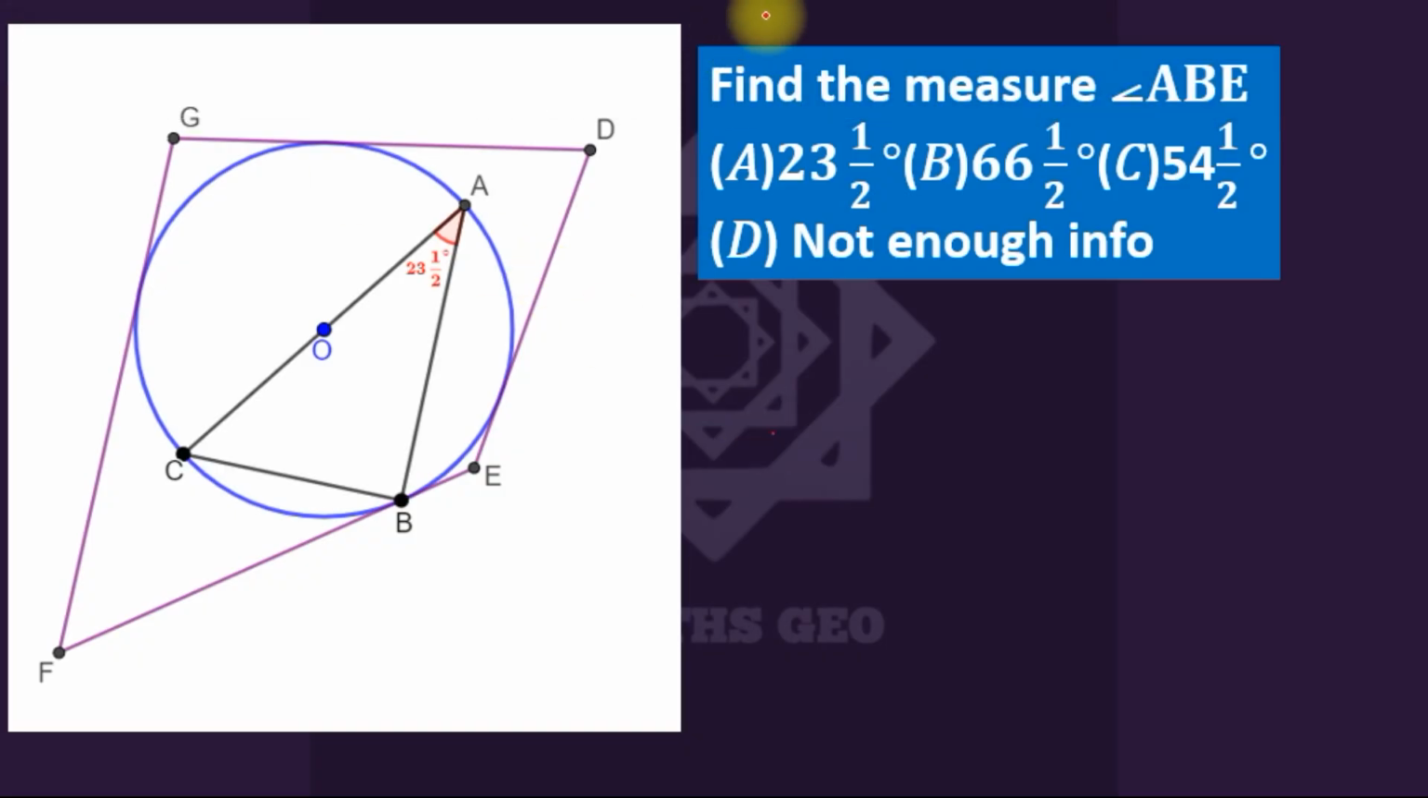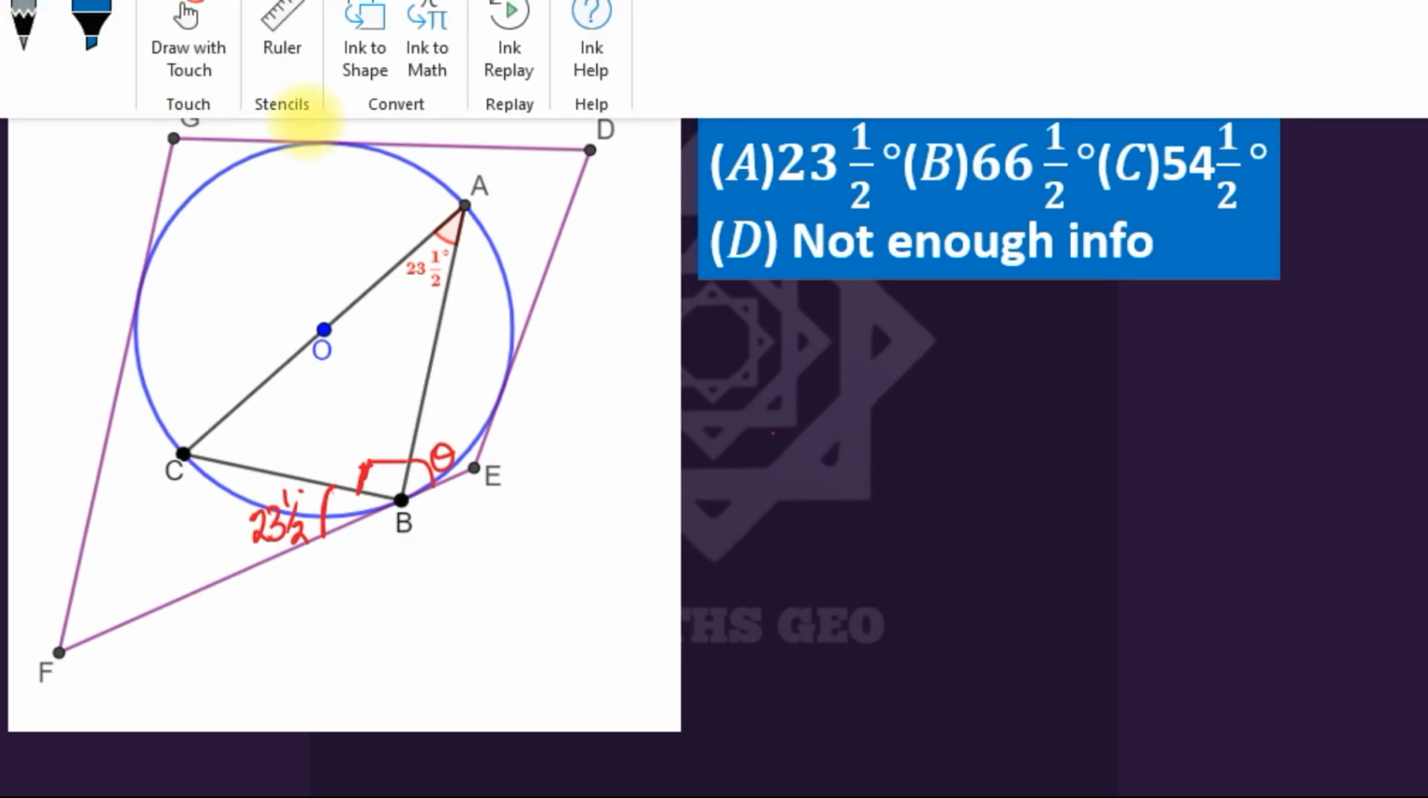We are asked to find the measure of angle ABE. Let's call it theta. We see that angle CBA is 90, because I'm seeing the diameter of this circle. And angle CBF is 23 and a half based on alternate segment. This is a tangent line and this is an inscribed triangle, so this angle and this angle are equal. Finally we can solve our equation.